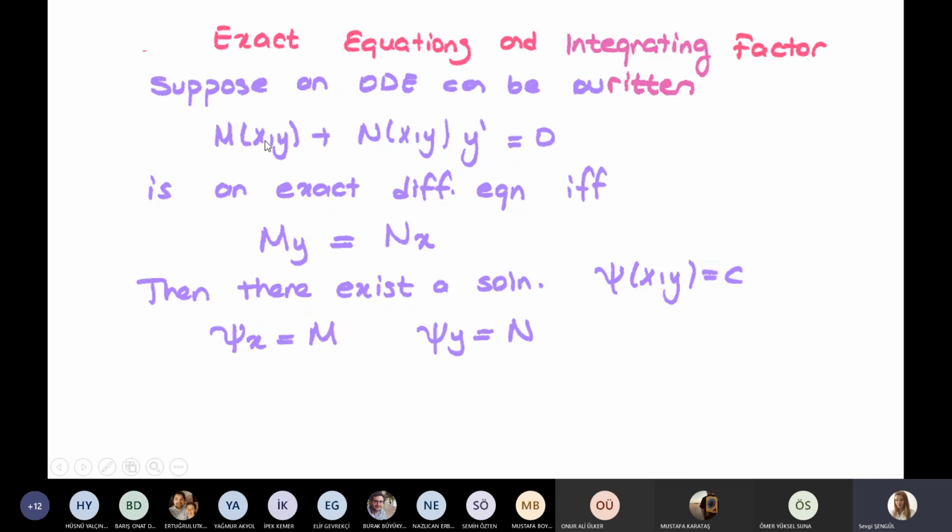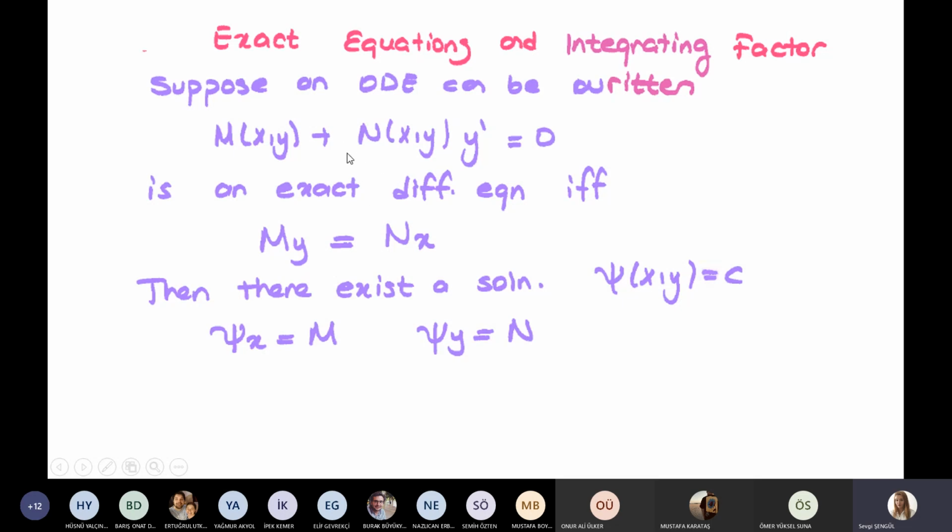First, this is the form of the exact differential equation. Okay, M(x,y) plus N(x,y) y derivative equals 0, or M plus N y' equals 0. Okay. And to check if it is an exact equation, you need to take the derivative of M with respect to y. You need to take the derivative of N with respect to x. And if they are equal to each other, then this equation is an exact equation.